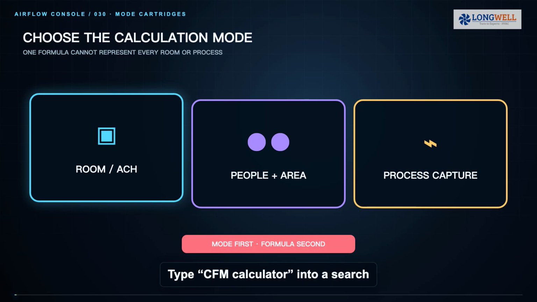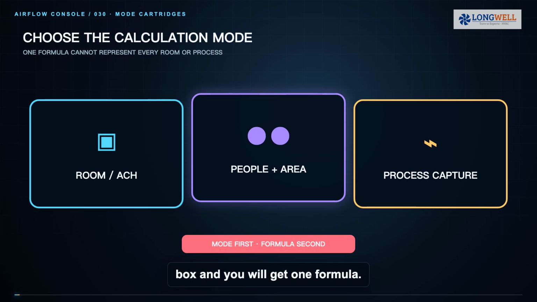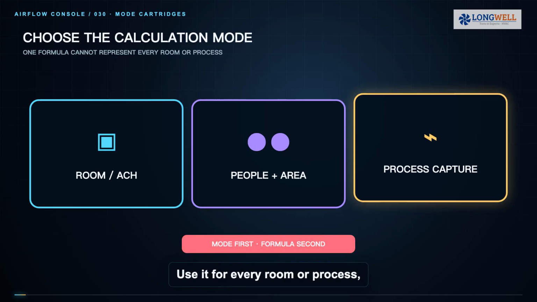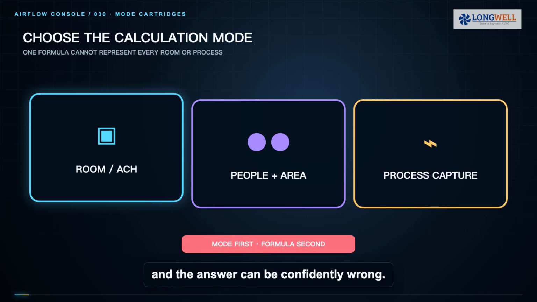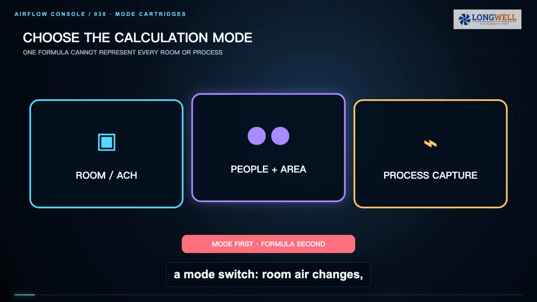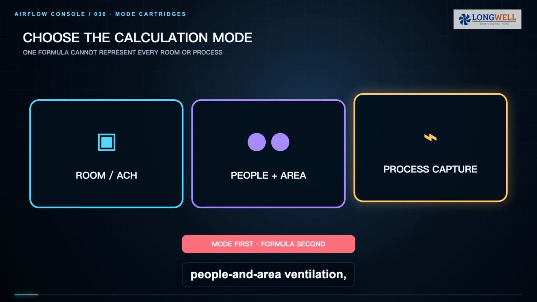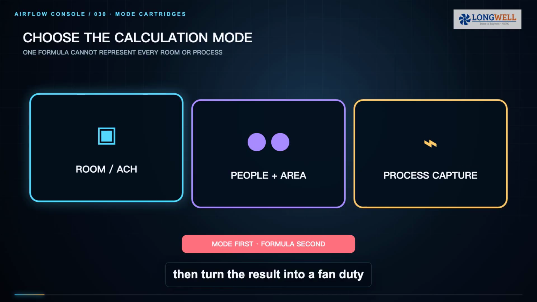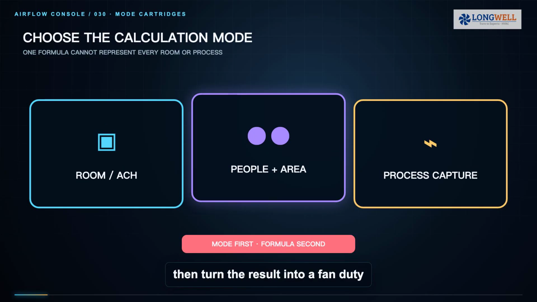Type CFM calculator into a search box and you will get one formula. Use it for every room or process, and the answer can be confidently wrong. The correct calculator begins with a mode switch: room air changes, people and area ventilation, or source capture. Let's run all three, then turn the result into a fan duty point.